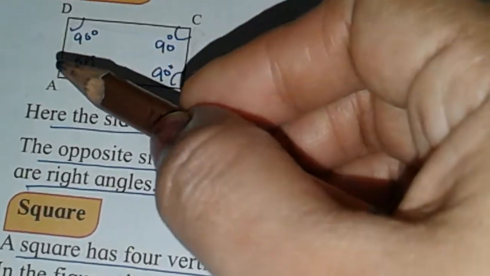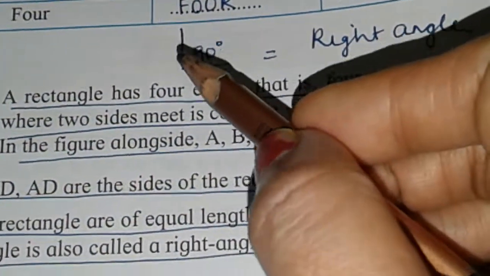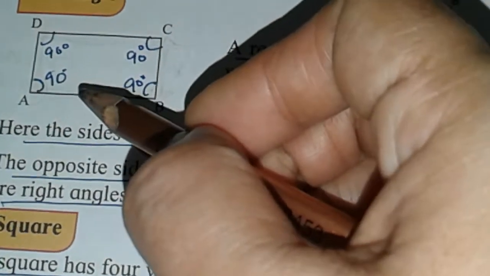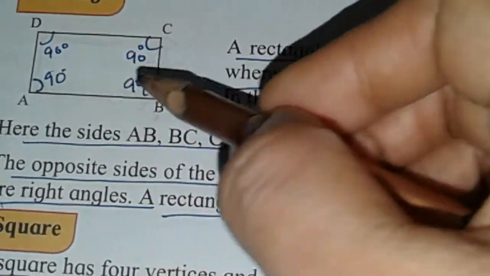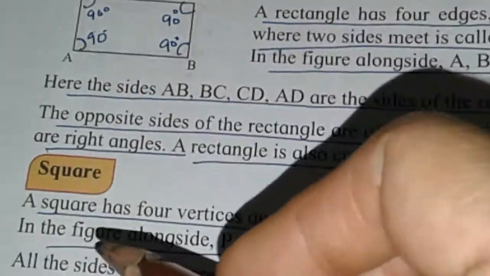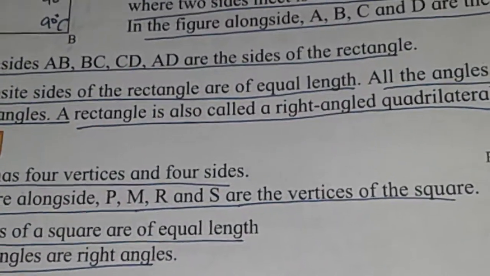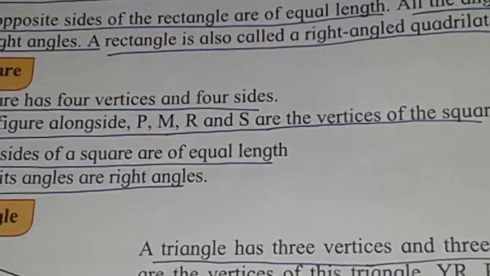And one more property is 90 degrees. When you join all the angles like this, it is called 90 degrees. All the angles are making this. This is 90 degrees, this is 90 degrees, this is 90 degrees, this is 90 degrees. All 90 degrees. And then we say a rectangle is a right angle quadrilateral, because quadrilateral means 4 sides.